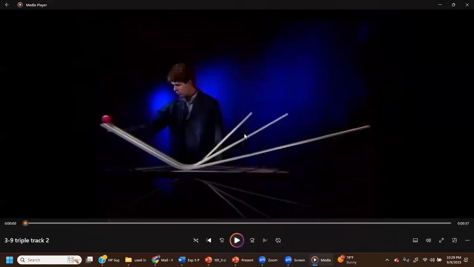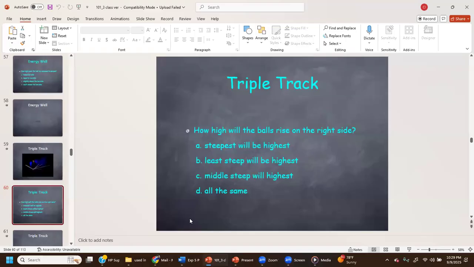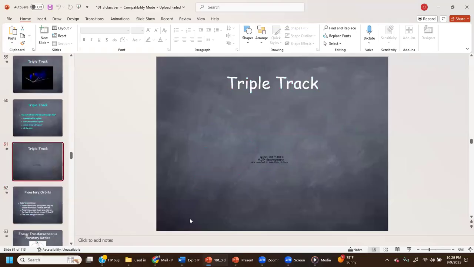Because they're all released from the same height, they have the same amount of energy. So they all go to the same height in all three cases. So it's all the same. So the answer would be, let's go ahead and open up the presentation. It'd be all the same.